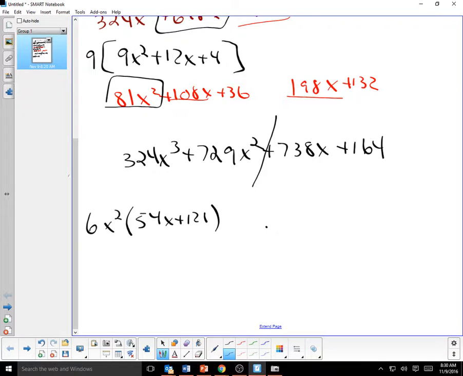So on the other one, let's try 738 divided by 4. 738 divided by 8.